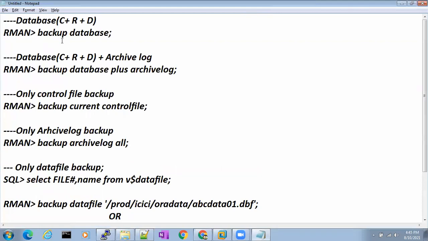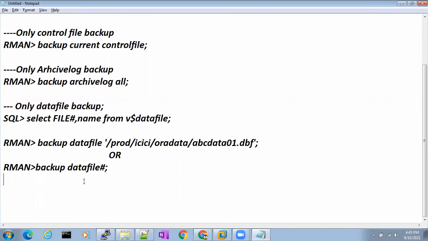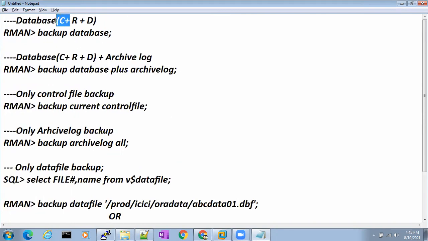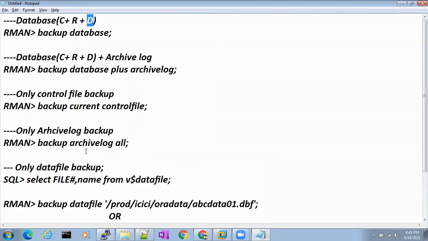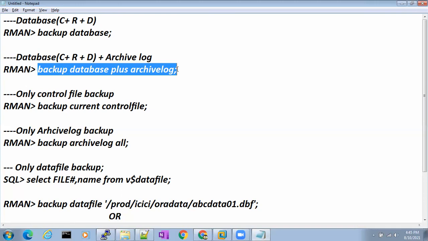Okay. So what is completed now? We have completed taking the control file, the redo log files, and the data files individually. We have taken individual control file, individual redo log file, meaning archive logs, and individual data file. We have seen how to take them individually. Now we will go with full database backup. How to take full database backup? Backup database plus archivelog. This is a full database backup.